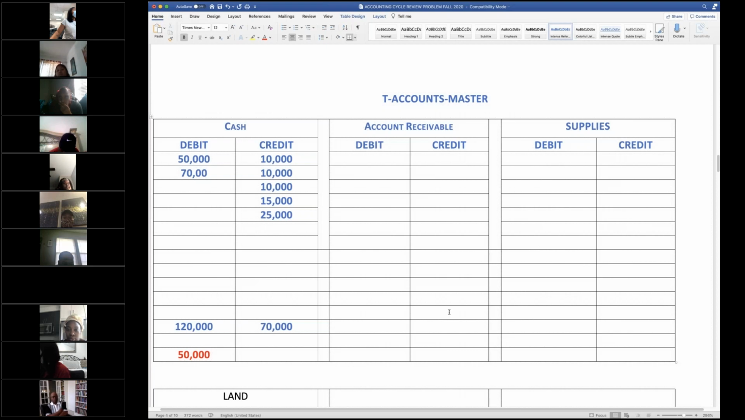Yeah, my numbers are different. I didn't get 10. I got 40, 10, 80, 10, 15, and 25 for my credit side.